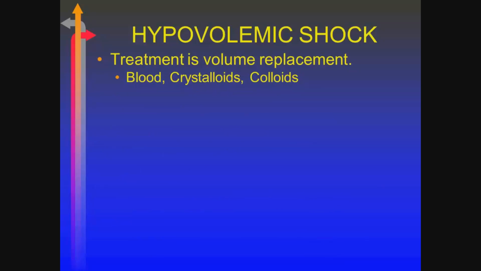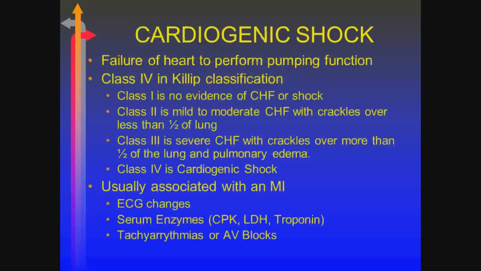Treatment, replace it. Whether it be blood, crystalloids, colloids, whatever. Just get some, fill the tank back up. Type 2, cardiogenic shock. Something with the pumping of the heart. The actual contraction is impaired in some fashion.